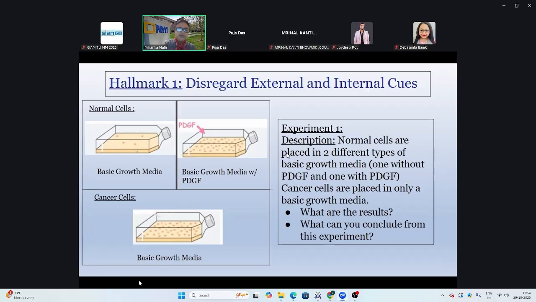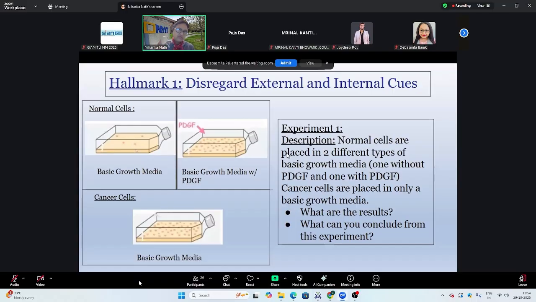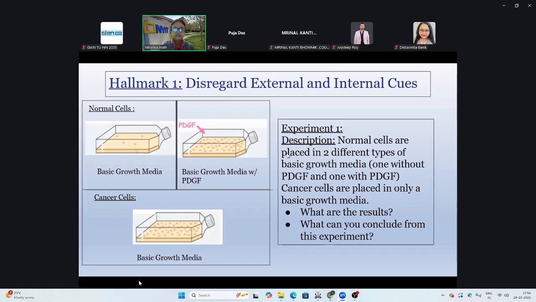Then they will multiply. But in cancer cells, even if you don't give any of that PDGF, that signal, they still keep on multiplying. So what would happen? Most normal cells divide with PDGF. And many cancer cells, not all of them, will just grow in basic growth medium without the signal. It's like they have a mutation. They don't need a signal to do anything.